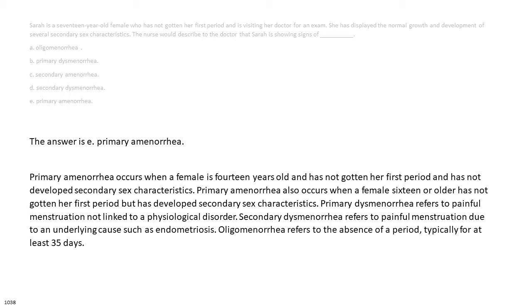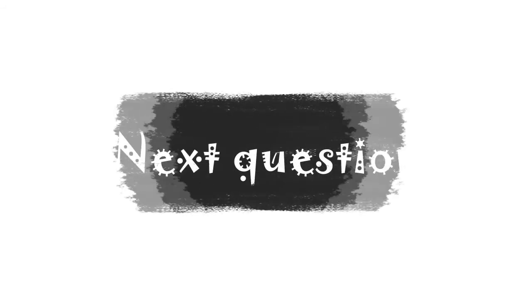Primary dysmenorrhea refers to painful menstruation not linked to a physiological disorder. Secondary dysmenorrhea refers to painful menstruation due to an underlying cause such as endometriosis. Oligomenorrhea refers to the absence of a period, typically for at least 35 days.